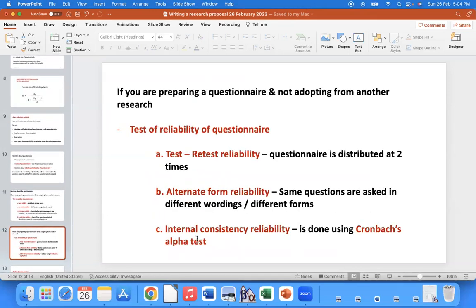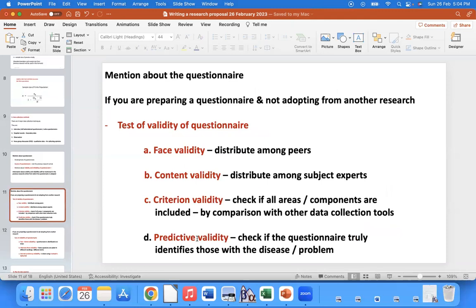Sir, the pilot testing of the questionnaire, is that also part of the validation of the questionnaire, the pilot testing on a few subjects? Yeah, that is a part we use for reliability of the questionnaire. Sometimes pilot testing can be done, then we can identify the responses of the students, right? Pilot testing, you distribute among 10% of the sample. Sample size is 300 means you distribute among 30 students and check how the answers are.